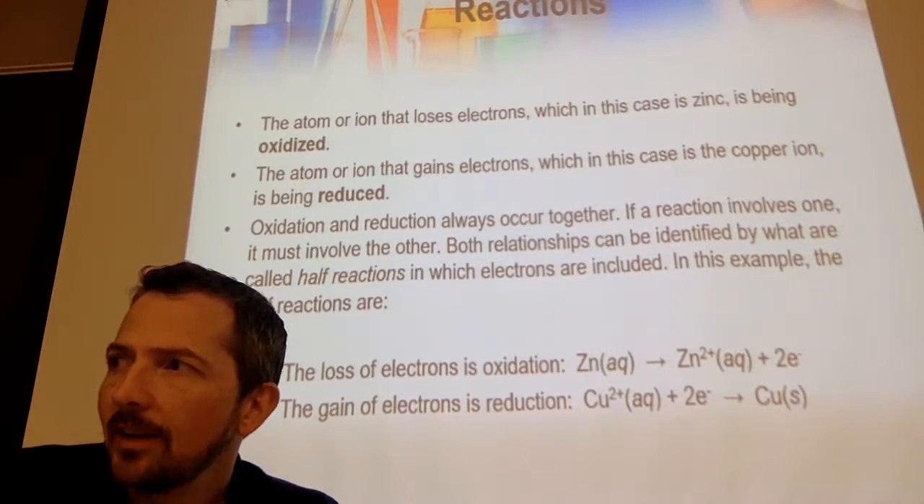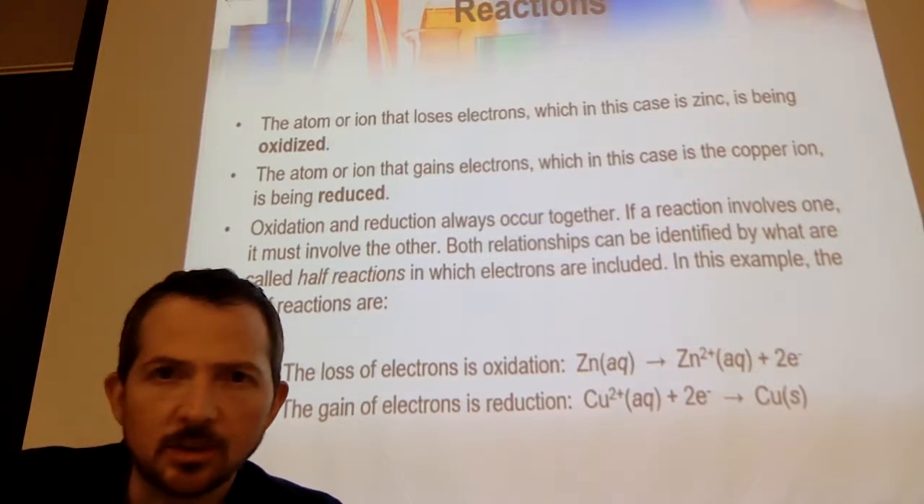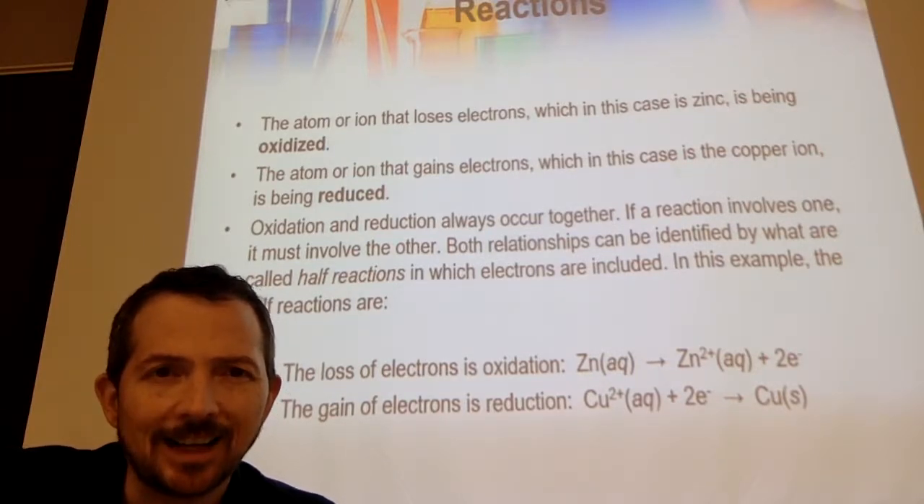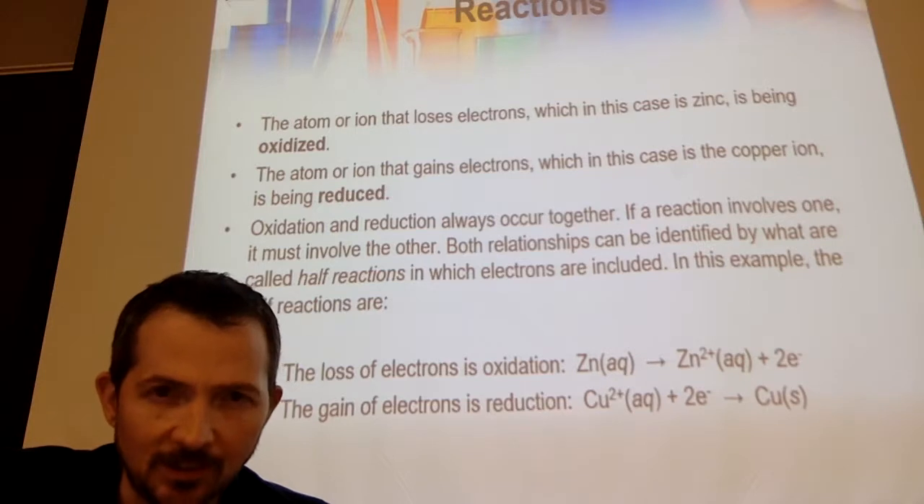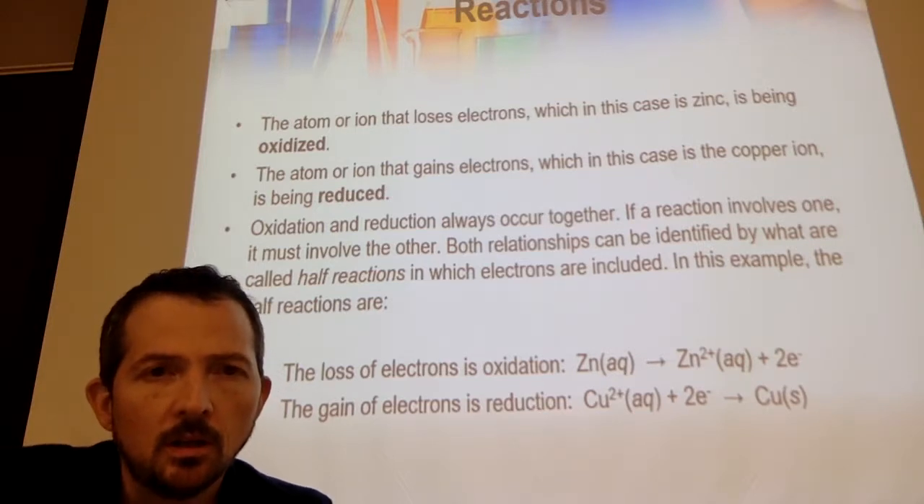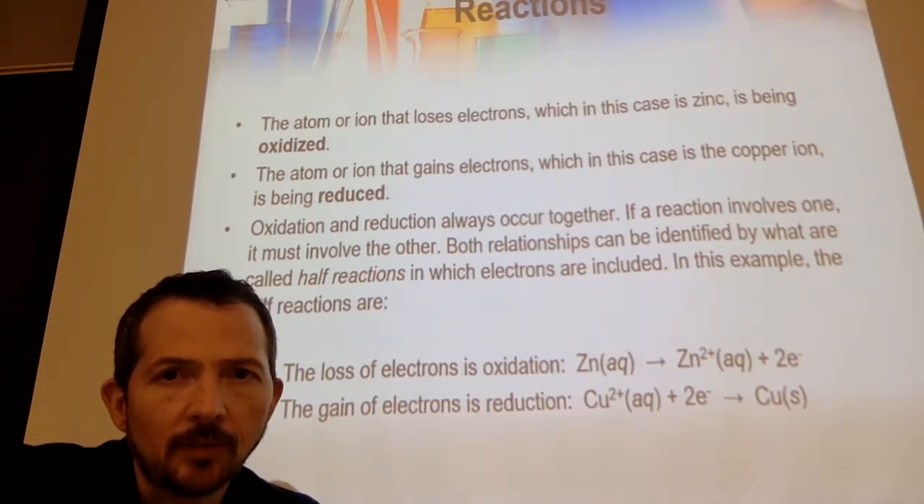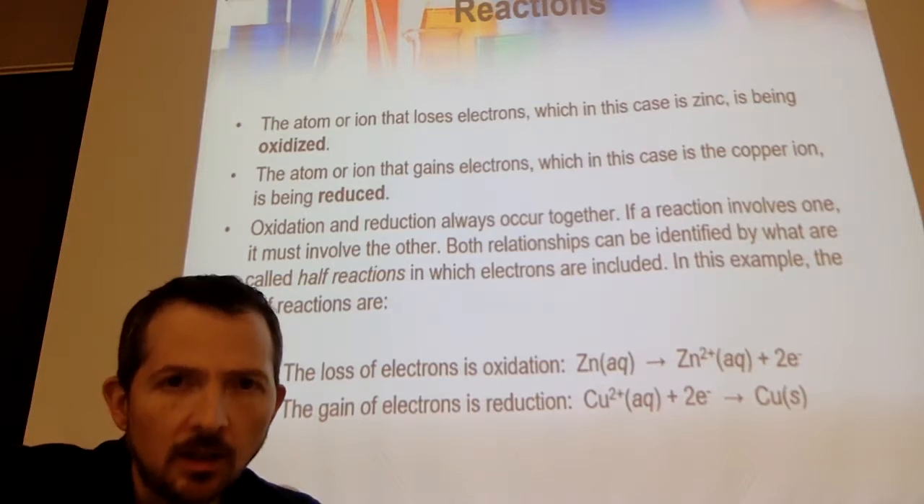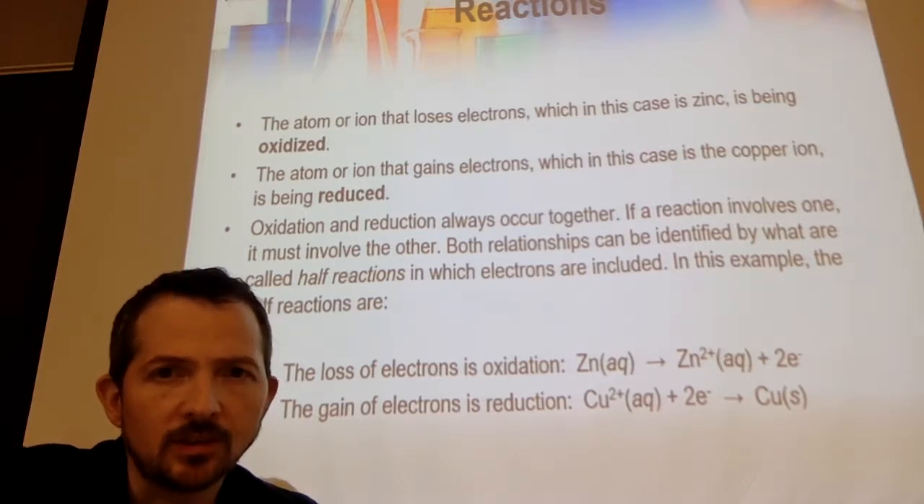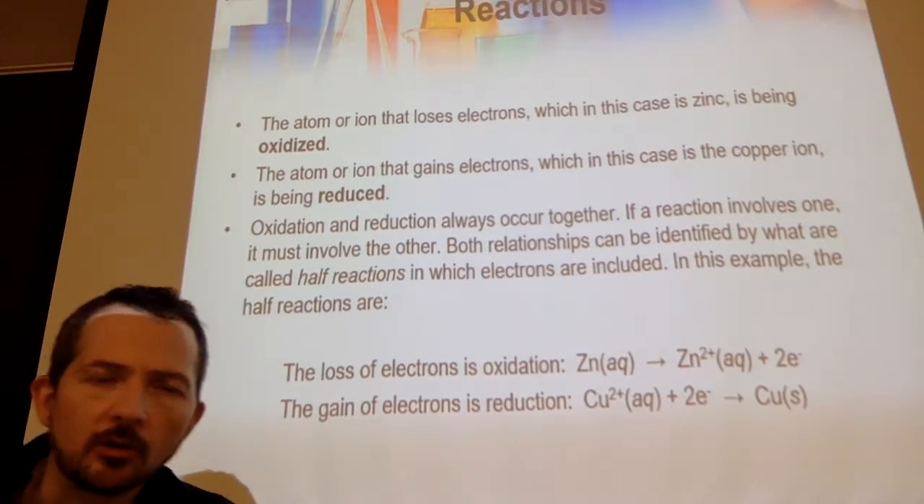The atom or ion that loses electrons, which in this case is zinc, is being oxidized. The atom or ion that gains electrons is being reduced. So oxidation and reduction always take place together. We can split up the reactions into what are known as half reactions to show the oxidation and show the reduction.